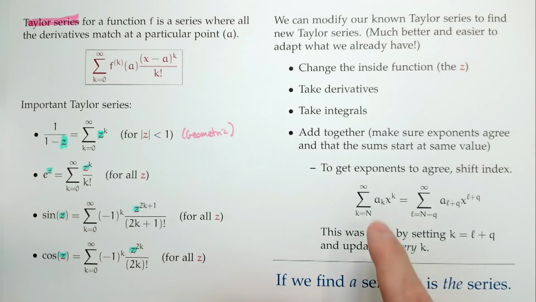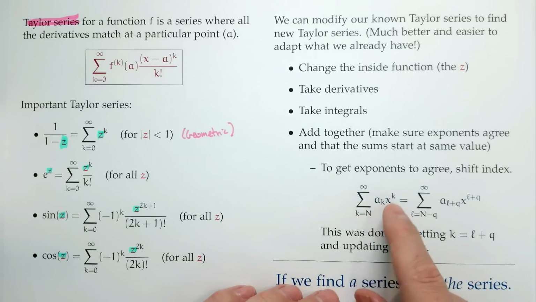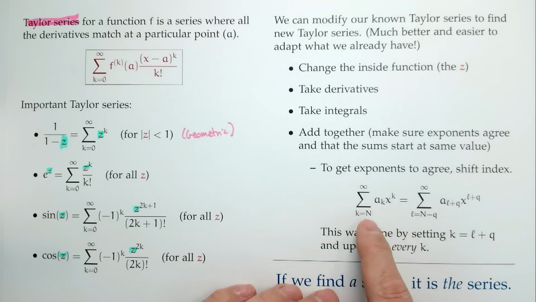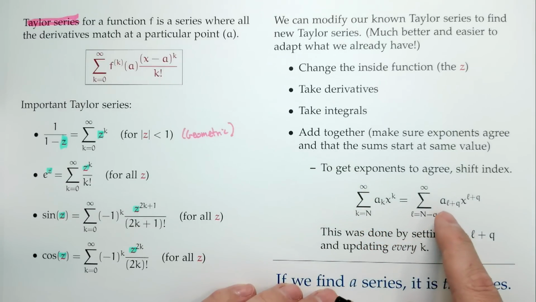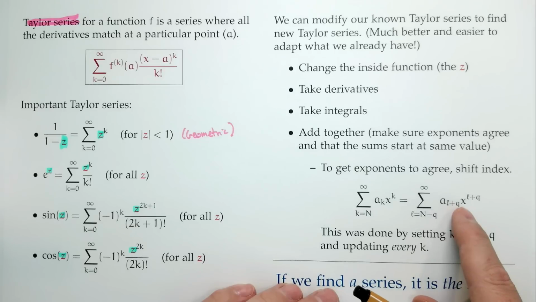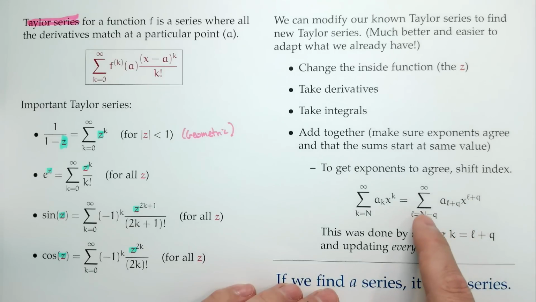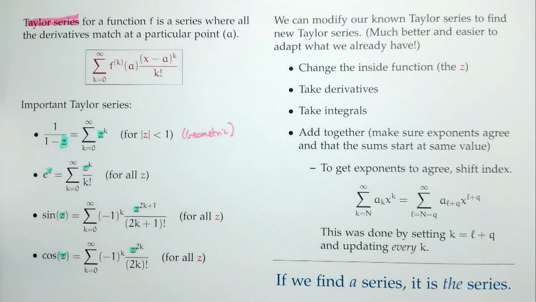Well, if you want your exponents to agree, you can do what we call a shift. So, for example, the sum of a_k x^k, if we start at n and go to infinity, is the same as the sum of a_{l+q} x^{l+q} if we shift, starting out at n minus q to infinity. Now what's happened is we've shifted everything.